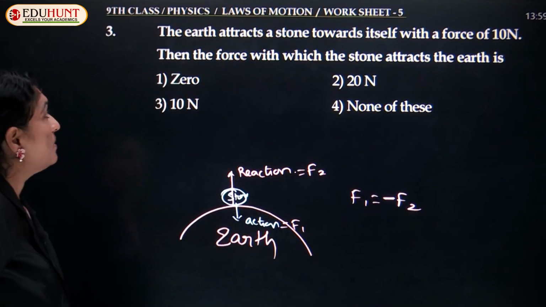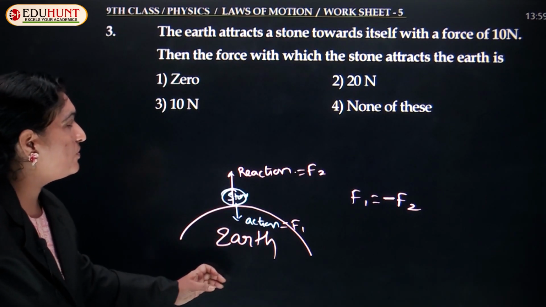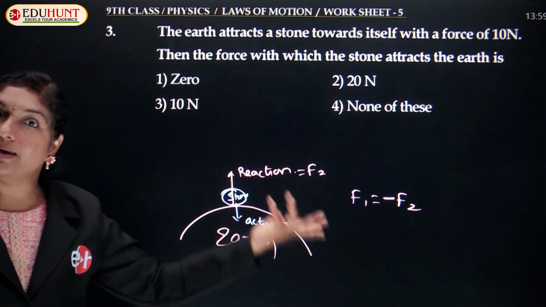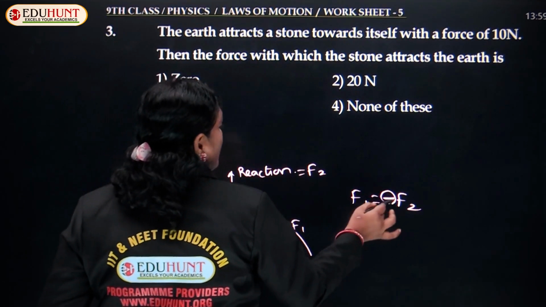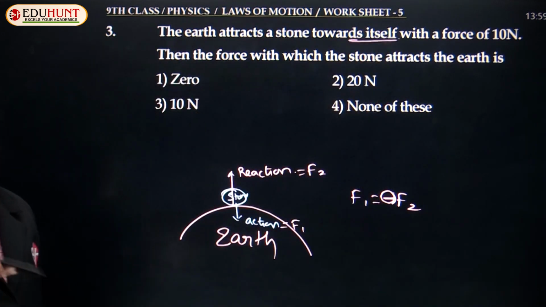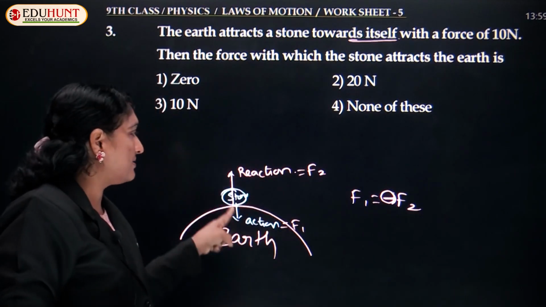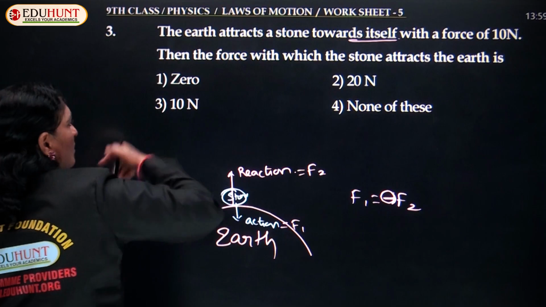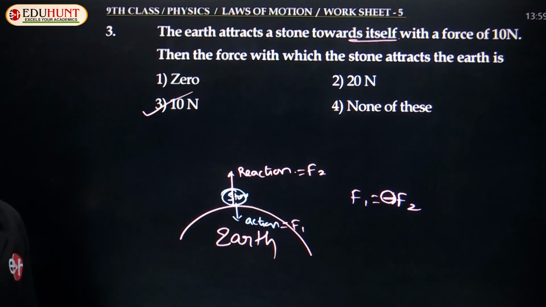What is given is that the earth attracts a stone towards itself with a force of 10 newtons. Then the force with which the stone attracts the earth must also be 10 newtons. The direction is given as towards itself, so there is no need to mention whether it is minus or plus. Hence the correct answer is 10 newtons.